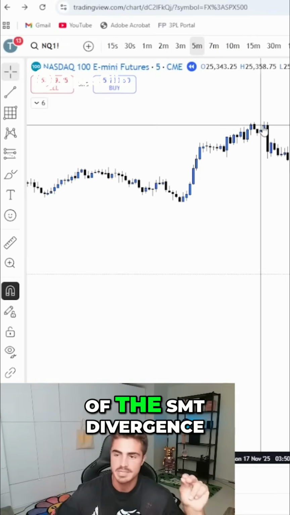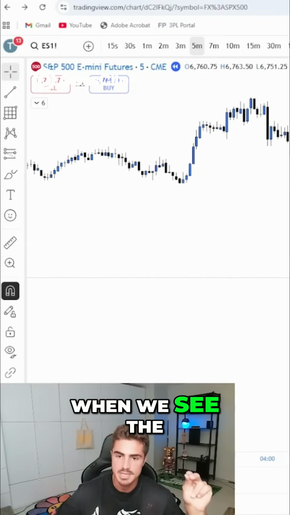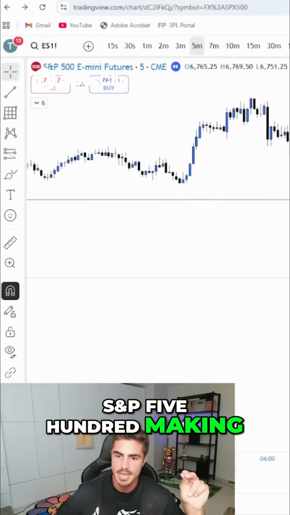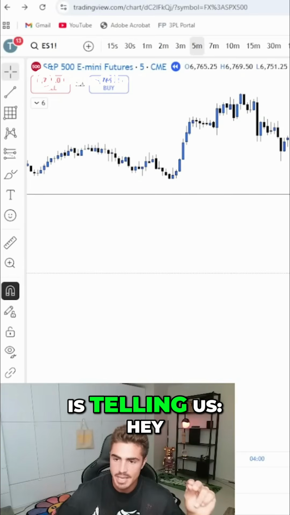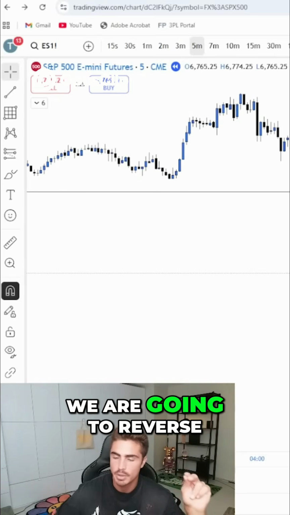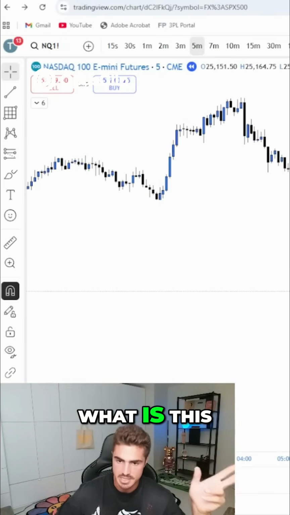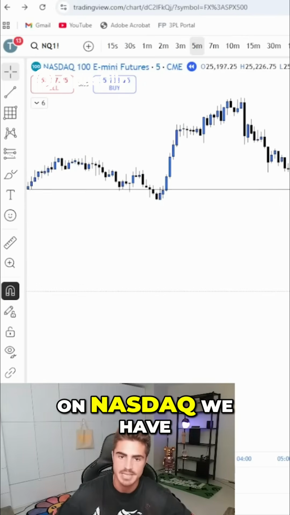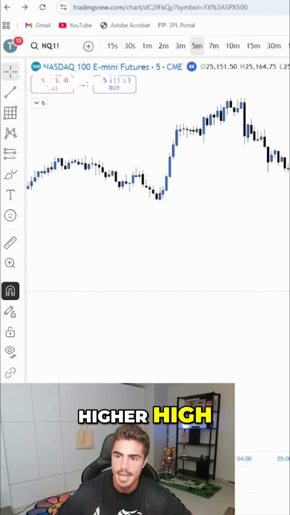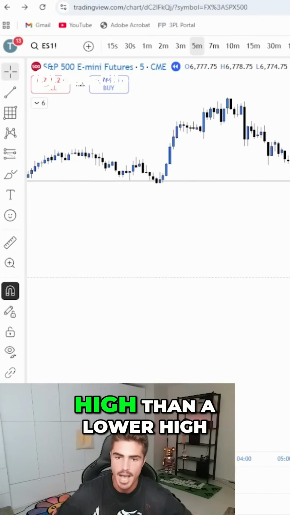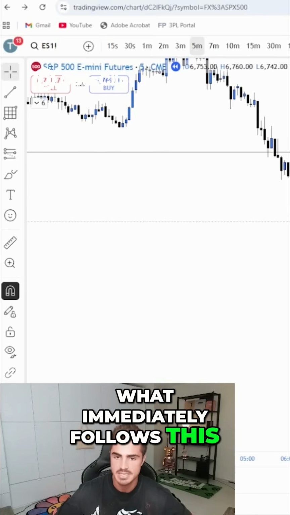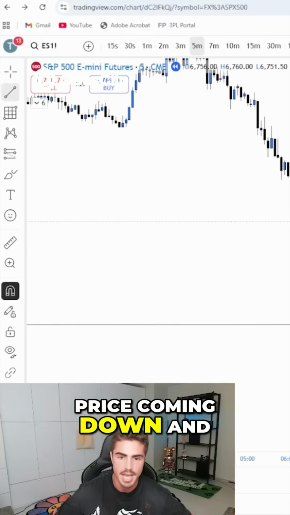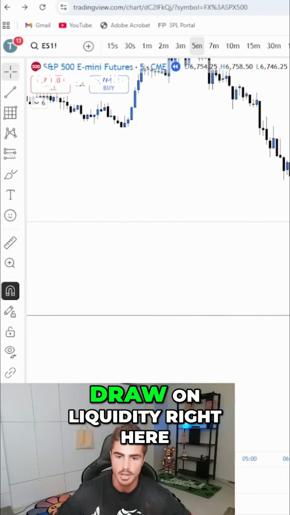But with the use of an SMT divergence, when we see the S&P 500 making a lower high underneath this high, the S&P 500 is telling us, hey, we are going to reverse. So in this case, what is this? This is a bearish SMT divergence. On NASDAQ, we have a high, then a higher high, but on the S&P 500, we have a high, then a lower high. What immediately follows this SMT divergence? Price coming down and then taking out this draw on liquidity right here.